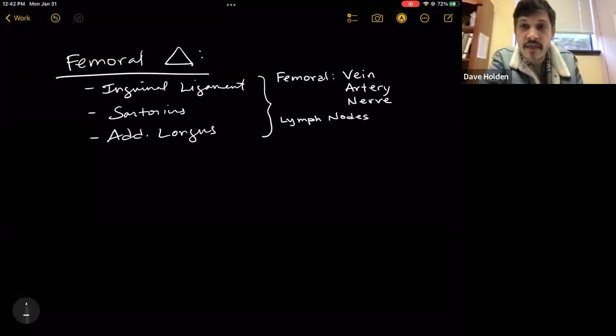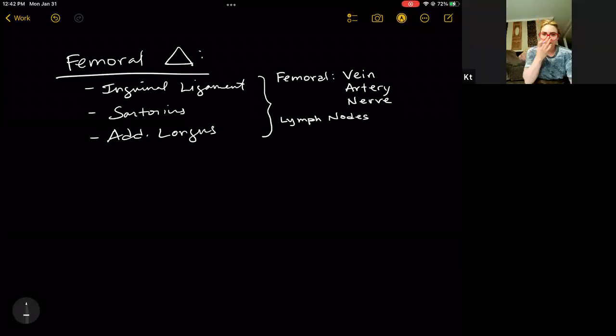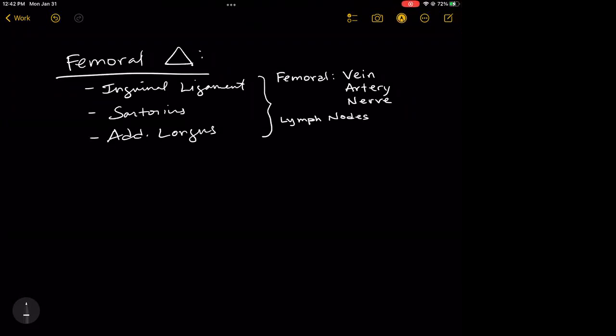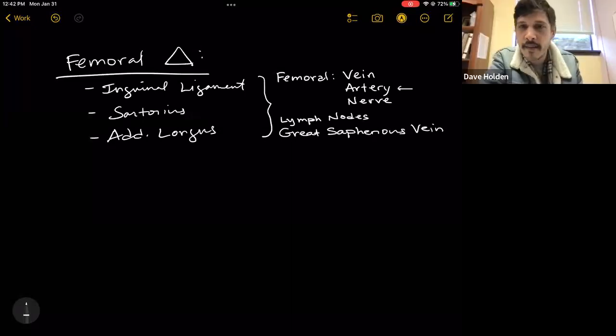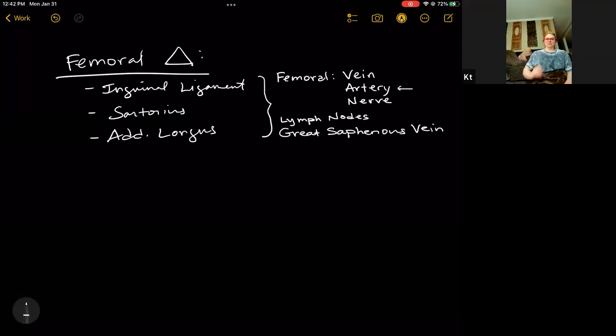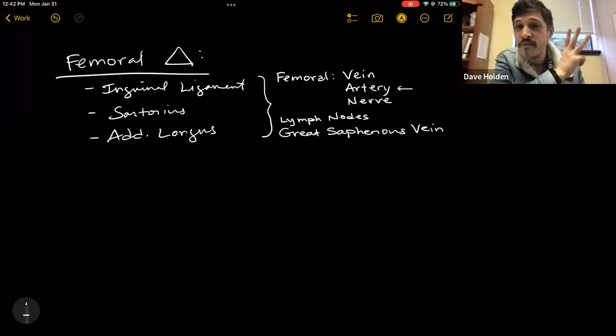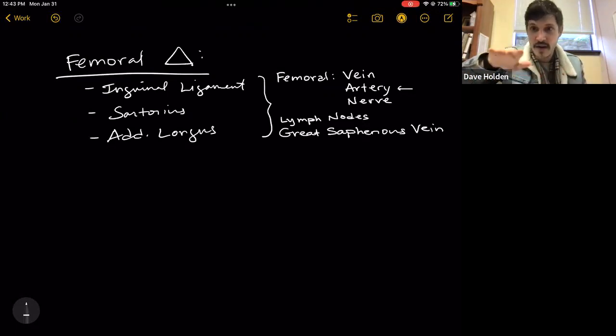The longest vein in the body. The great saphenous vein. We had already said femoral artery, whoops. That's okay. Femoral vein, femoral artery, femoral nerve, all those inguinal lymph nodes, and the great saphenous vein, all of which pass very close to the surface, right near the front of the hip.